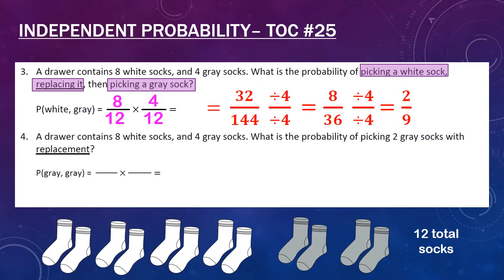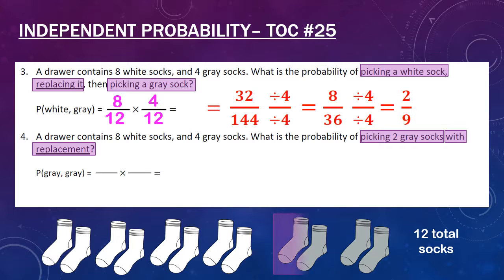I could have simplified the 4/12 and the 8/12 before I multiplied, and I could have gotten smaller numbers and had less simplifying to do later on. Okay, look at the last example on your page. It says a drawer contains 8 white socks and 4 gray socks. Same problem. What is the probability of picking 2 gray socks with replacement? Meaning I pick a gray sock, decide I don't want to wear that sock, put it back in my drawer, and then pick another gray sock.